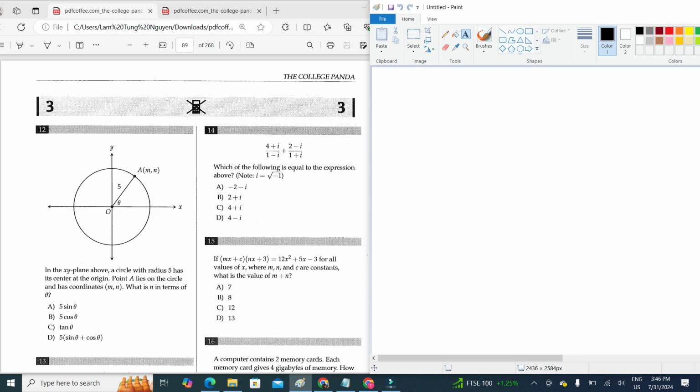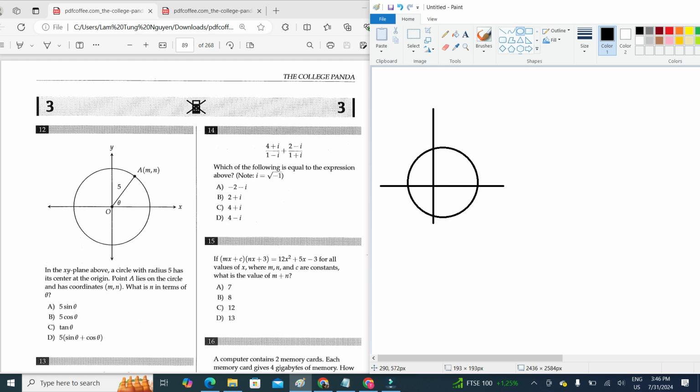So, okay, so 12, we have a point on the trigonometric circle. So we need to ask about the relationship between the value of the angle in radian with the coordinate of the point on the trigonometric circle. So let's draw it out.